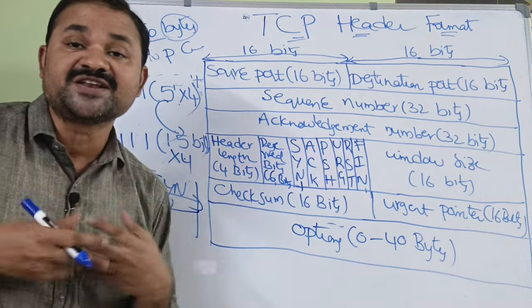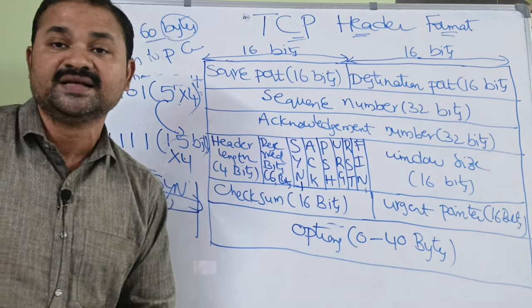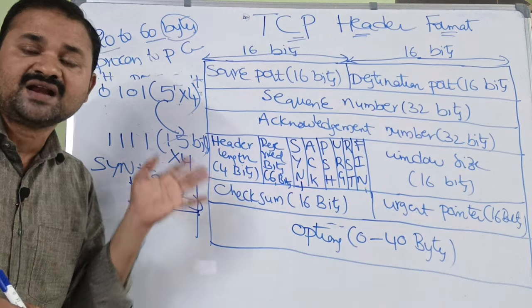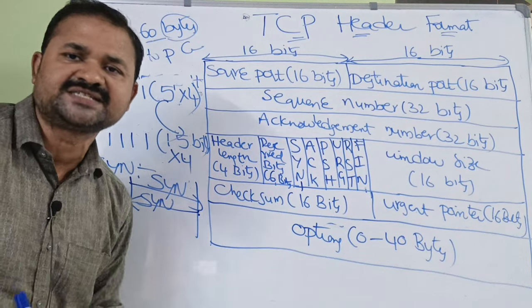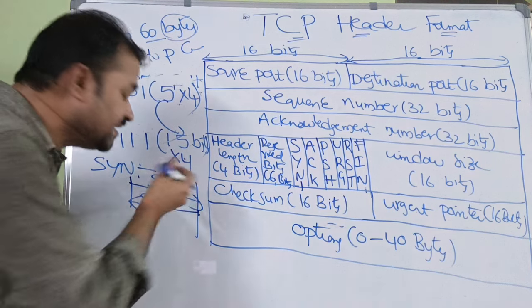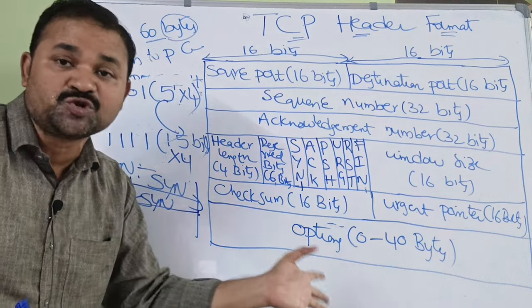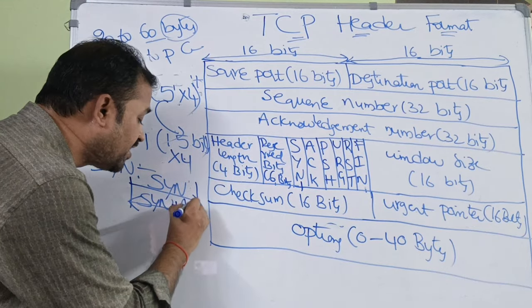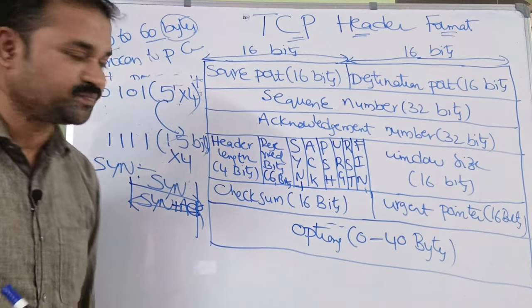Next, acknowledgement. If the acknowledgement flag is set to 1, then the receiver sends an acknowledgement to the sender. Likewise, the sender can also send an acknowledgement to the receiver. So after receiving the SYN segment, the receiver has to provide some acknowledgement to the sender. For that purpose, the acknowledgement flag will be set to 1.